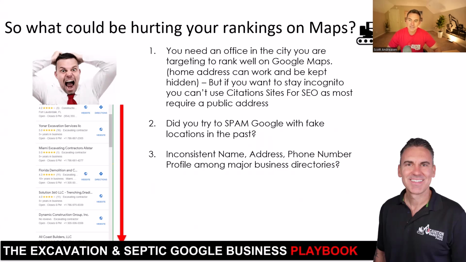Another thing that can hurt rankings is inconsistent name, address, phone number across all the different business directories. Now that has to do with citation sites. So for instance, you may have a listing on Yelp, you might have one on Super Pages, your Facebook business page. What do the addresses say? Are they the same? What does your company name look like? Is it the same or is it different? How about the website link? You want ideally all that information to be the exact same.